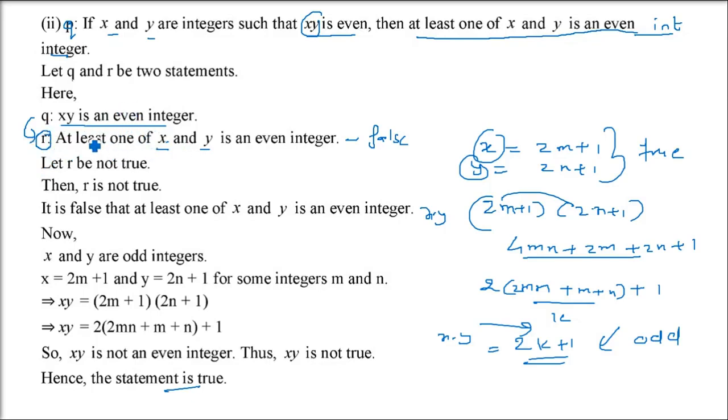You can also do it in the straight way. We can just assume that xy is an even integer. If you take x and y as integers, say take one as 2m, the other as 2n. So 2m into 2n is 4mn. You can write it as 2 into 2mn. 2mn is k, so 2k. So this is coming as an even integer. So both ways you can do it.